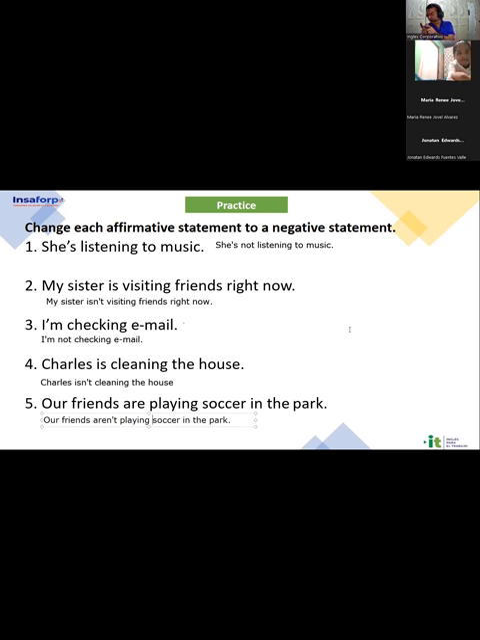Mateo? She's not listening to music. Listening to music. Good. Continue. My sister is visiting friends right now. My sister isn't visiting friends right now. I'm checking email. I am not checking email. Charles is cleaning the house. Charles isn't cleaning the house. Our friends are playing soccer in the park. Our friends aren't playing soccer in the park.